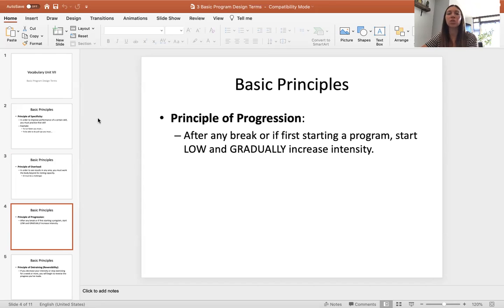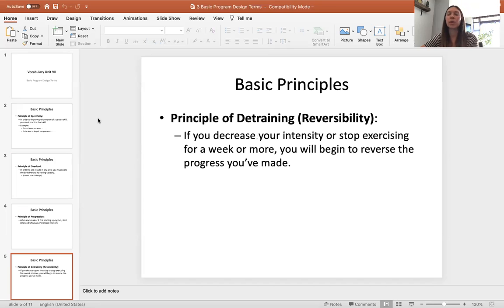So you need to gradually increase that intensity, okay? That is your principle of progression. Okay, so principle of detraining. So basically reversibility, okay? If you decrease your intensity or stop exercising for a week or more, you'll begin to reverse the progress you've made, okay? If you don't use it, you lose it, kind of thing, okay?